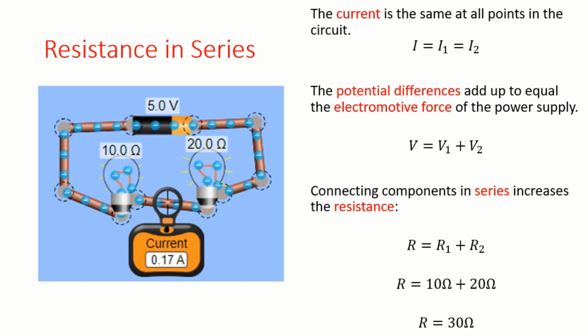We know that the potential difference across these two bulbs must add up to make 5. And so therefore, we can use our equation, which is I equal to V over R. Well, V is 5, R is 30, and then we've got 0.17. So, okay, if it comes up on your calculator with 0.167, it's about the same.